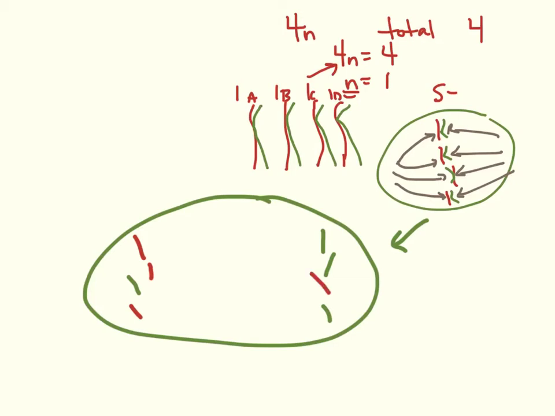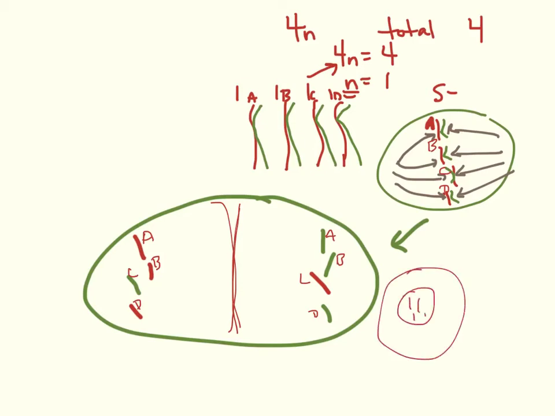So, let me just make this clear, right? This was chromosome A. Let me make that a little less fat so you can see it. This was chromosome B, this is chromosome C, chromosome D. And so over here you have A, B, C, D. A, B, C, D. And so when these cells pinch off, and you end up having two new daughter cells, each of the new cells will have A, B, C, and D. Right?